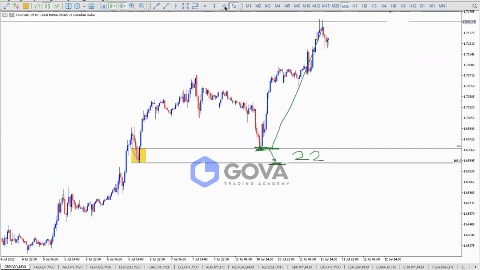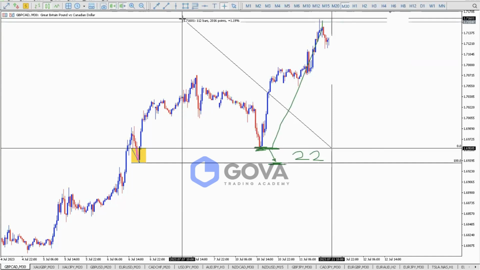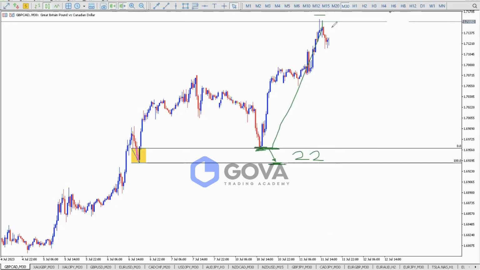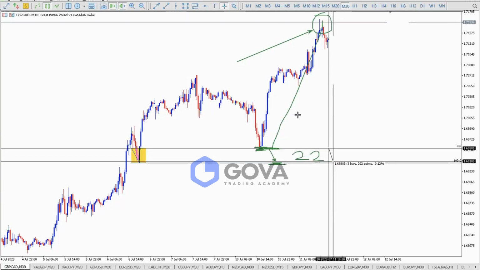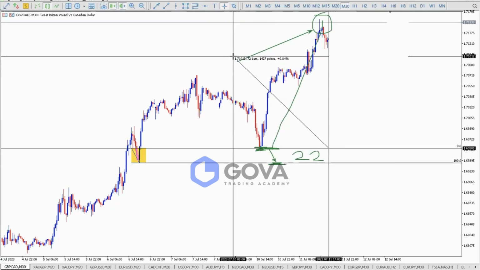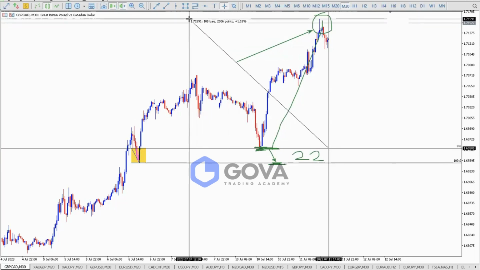So again, put your cross at the proximal line area and drag it up to the wicks that we are having in the area here. You need to drag it and check it there. Let me do that again. From the proximal line, drag it all the way up. Now, when you drag it all the way up, you should see that this is 2006 points.